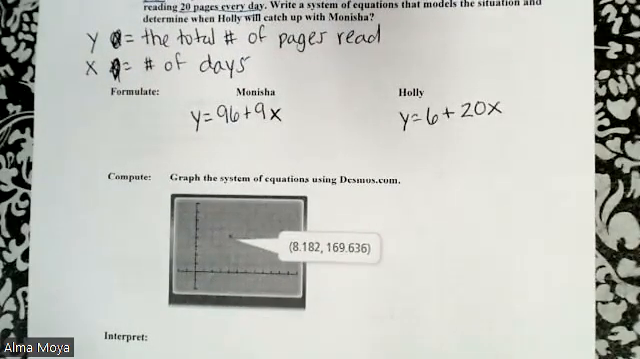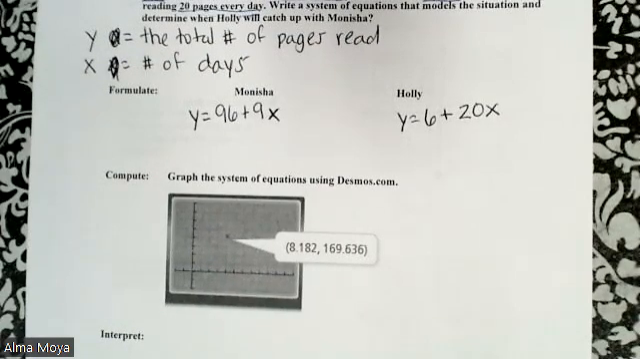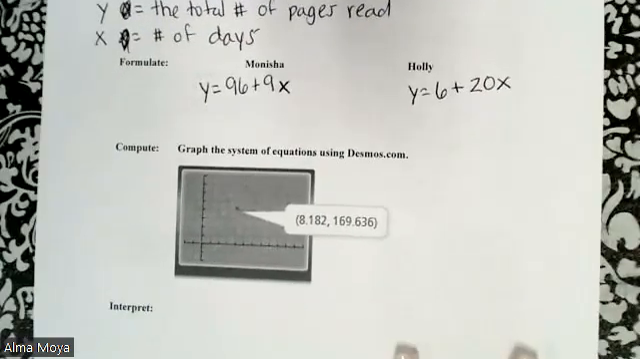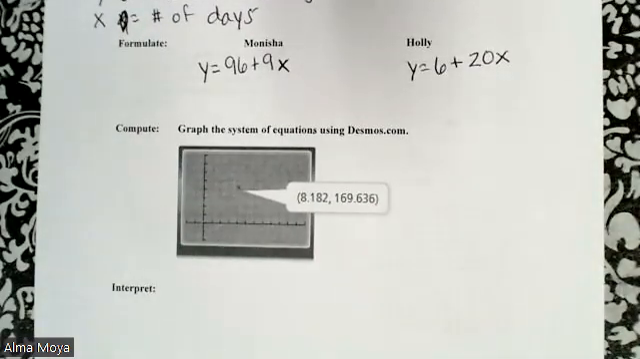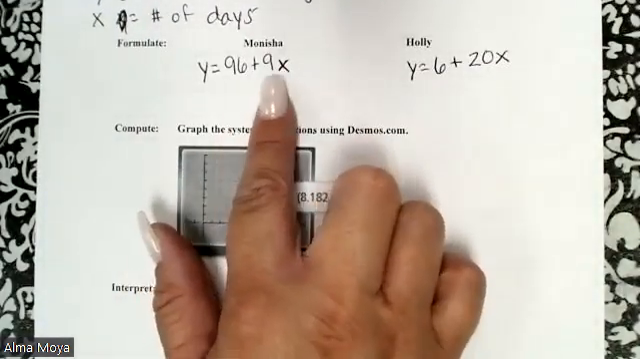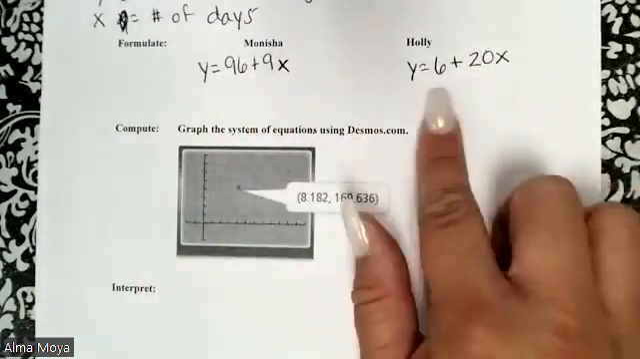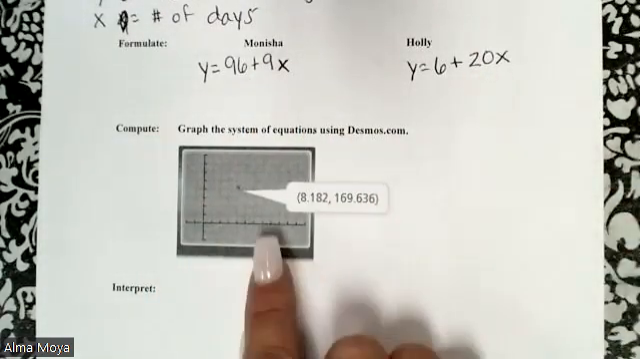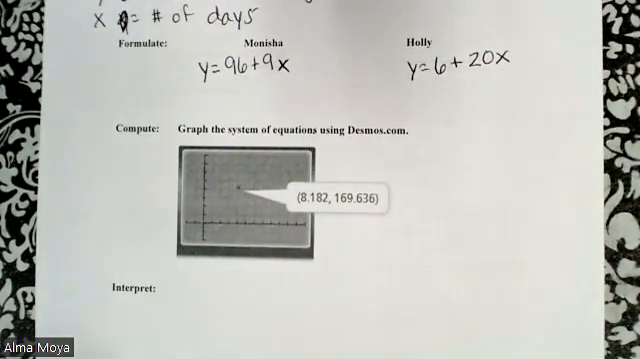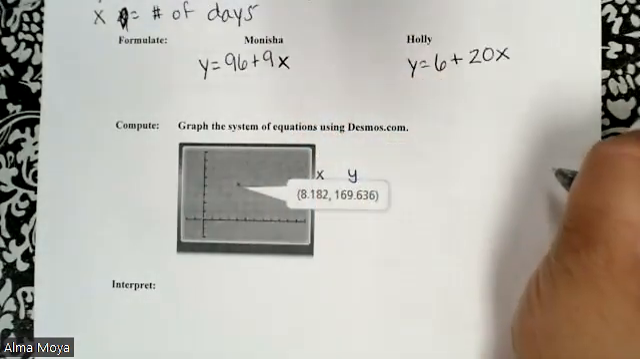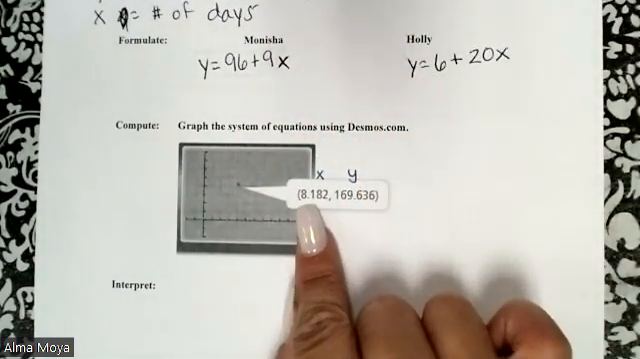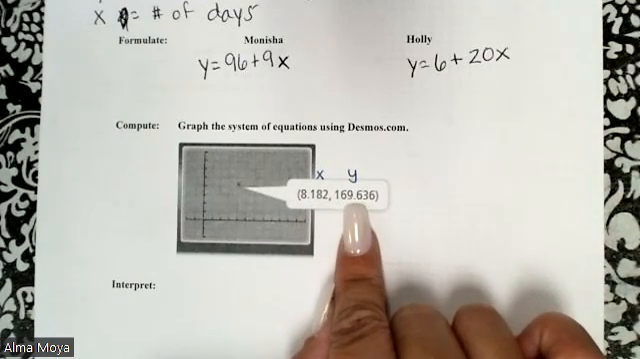So I'm not sure if that is the graph, because I think I did it the other way around. But no, that is correct. I could show you guys on Desmos to show you that that is correct. On Desmos, if you type that into Y1 and type that into Y2, if you zoom out, that will be your answer. So right there, keep in mind, this is the X, this is the Y. X is the number of days. So in 8.182 days, they would have read 169 pages each.